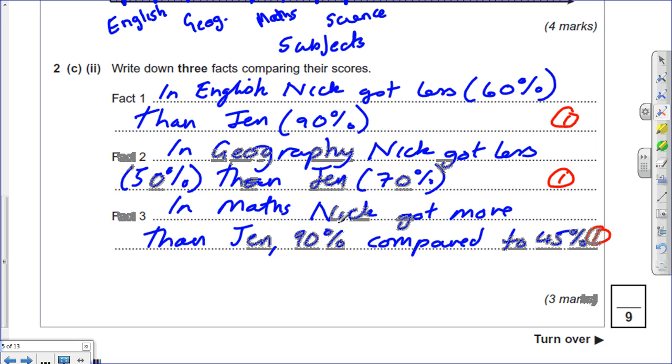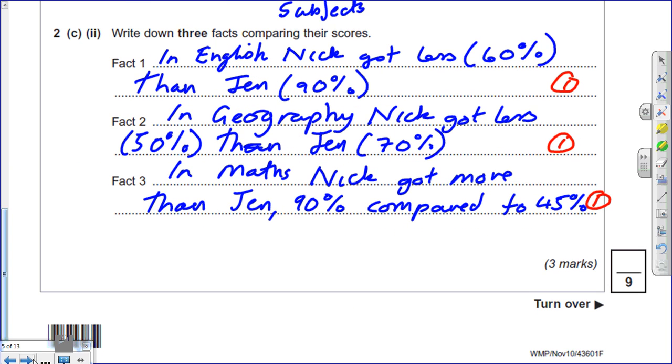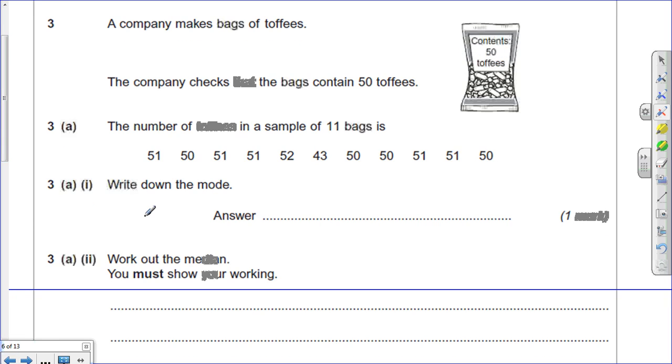Right, we move on. Should be able to speed things up. It's probably, from my point of view, the lengthiest one to explain. A company makes bags of toffees. The company checks the bags contain 50 toffees. The number of toffees in the sample of 11 bags is. Write down the mode. The mode's the one that occurs the most. And our eyes tell us almost immediately that 51 occurs more than any other. So for that 1 marker.